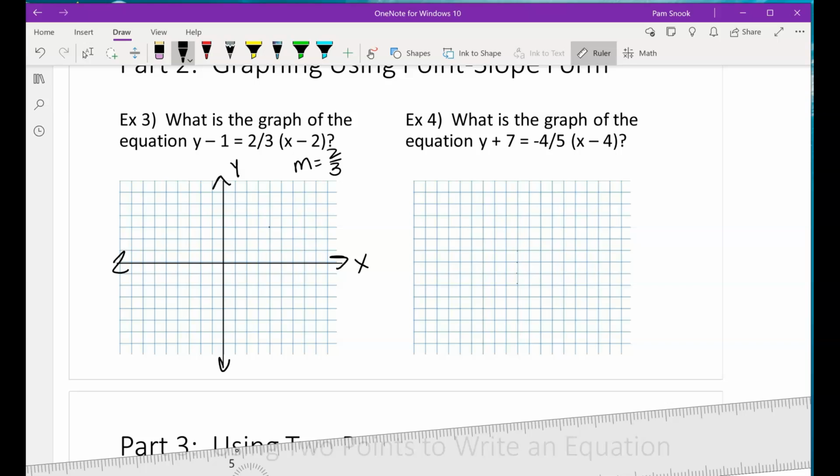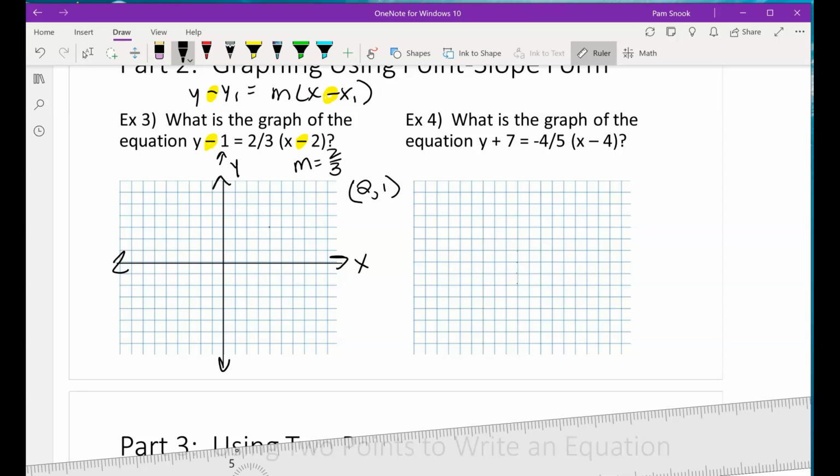Now for my point. Remember that it's y minus y1 equals m times x minus x1. Because of this minus that's in here already, when I see a minus here, that means I'm just going to take this 1. And same thing over here with the x. I have a minus 2, just like in my formula, I have a minus. So I just pull out the 2. So my point is going to be the point (2, 1).